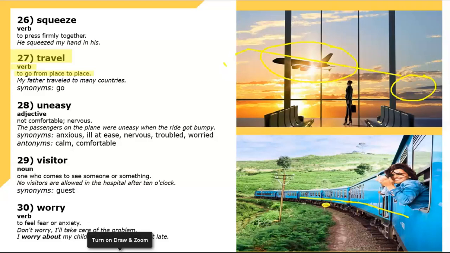Let's take a look at the example sentence. My father traveled to many countries. It means he has gone to many countries. The synonym of travel is go.